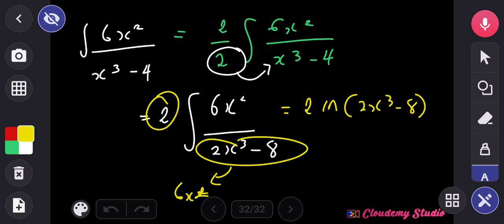So whenever you have a question where the derivative of the denominator is not equal to the numerator, what you're going to do is multiply the numerator by a suitable constant. So let us take an example. Let us say that we have something like integrate tan x dx. How are you going to integrate tan x dx?